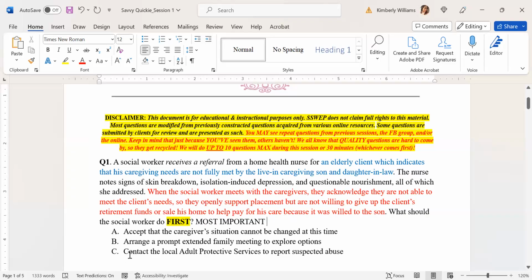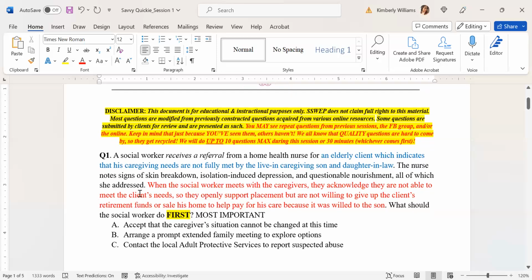So the answer choices: A, accept that the caregiver situation cannot be changed at this time. B, arrange a prompt extended family member to explore options. Or C, contact the local APS to report suspected abuse. Out of these three options, which one do y'all think will be the most important thing to do at this time according to what the priority is?